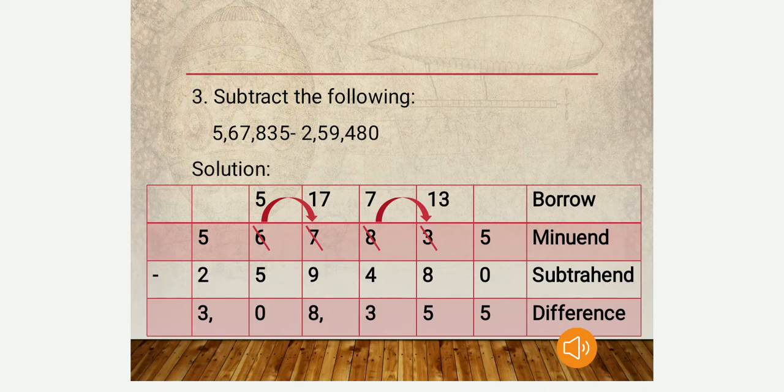Next is 7 minus 9, I can't make the subtraction. So I am taking one borrow from this 6. So it will become 17. 17 minus 9 will be 8. When I give one from 6, here it will be 5. So 5 minus 5 will be 0. And last, 5 minus 2 will be 3. So the overall result is 3,08,355, the difference.